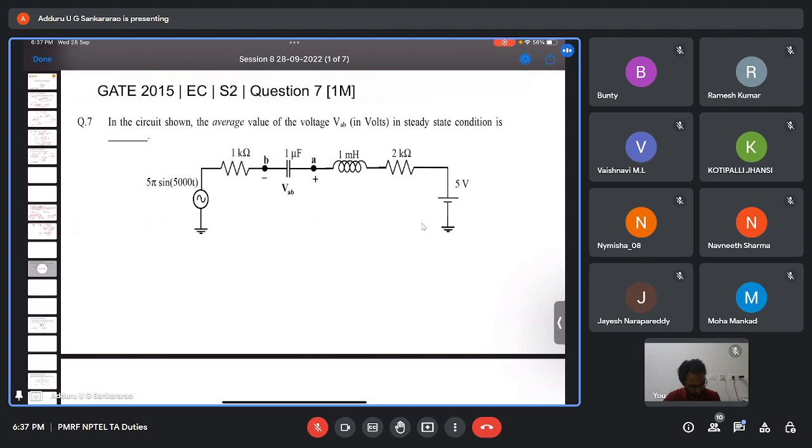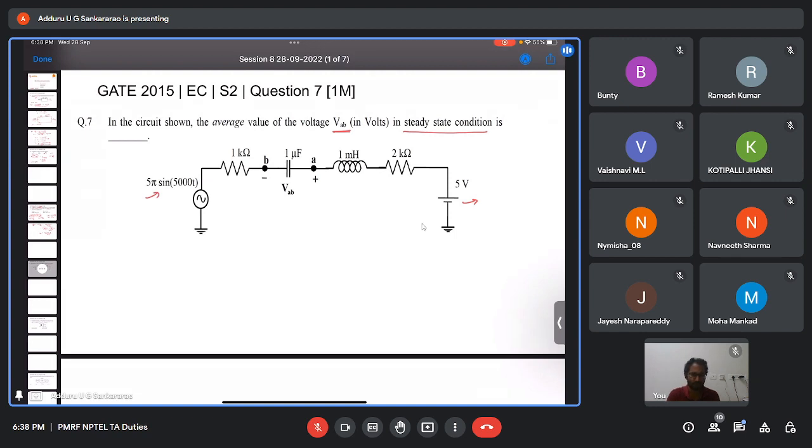The question is, in the circuit shown, the average value of the voltage VAB in volts in the steady state condition is... Okay. So we have an AC source here and a DC source here. So how to solve this?